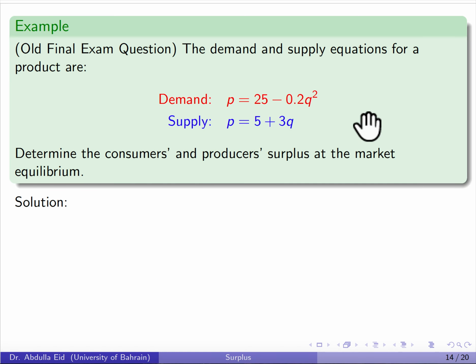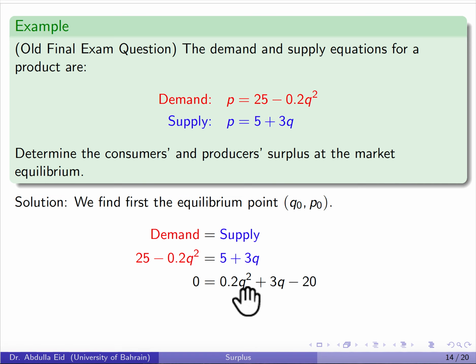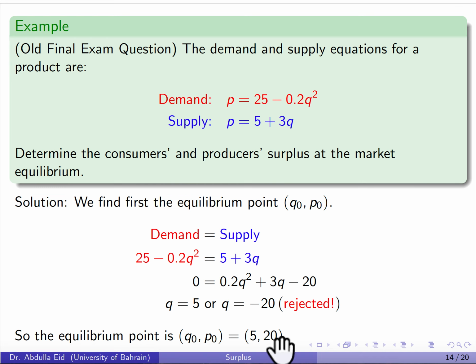Now again, if you can pause this video while you study at home, try to solve it all, and then compare your answer. We have demand and supply. So the first step, we find the equilibrium point where we make the demand equal to the supply. Move everything to one side. You get a quadratic equation. Solve it by the quadratic formula or mod 5.3. You will get two answers. One of them is negative 20, rejected because the quantity cannot be negative. The other one is Q equal to 5. You substitute it either in the first demand function or the supply function. You get the equilibrium price, which will be 20.